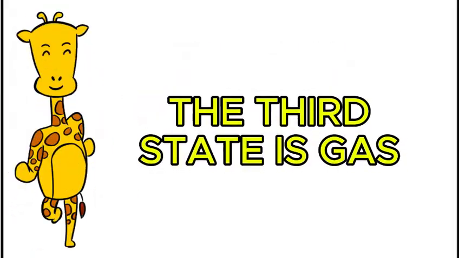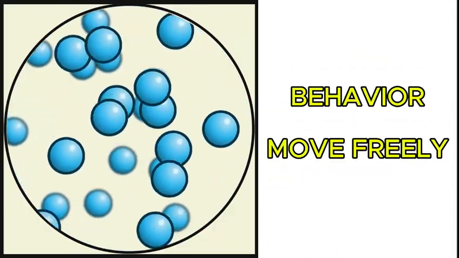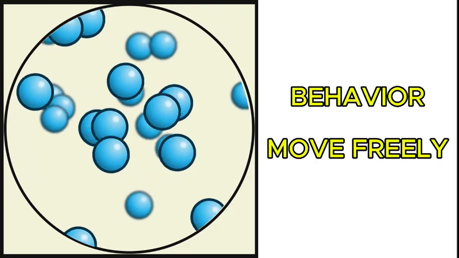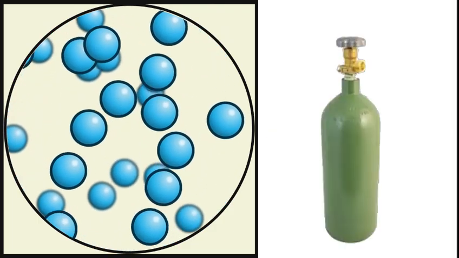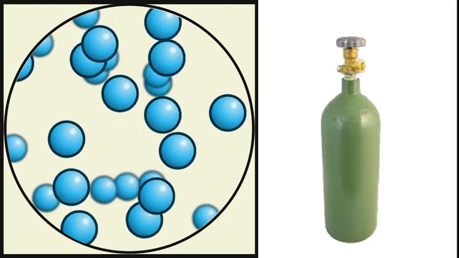The third state is gas. These are the things that have no fixed shape and no fixed volume. Its atoms move freely, that's why they cannot contain their volume and shape. To avoid gas from escaping, you need to put it in a sealed container, like tanks.